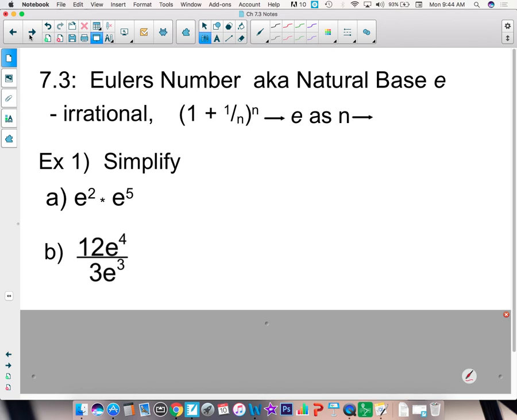So, 7.3, that is Euler's number. Okay, take some time to write this down. And it's also the natural base e. Take a few minutes to write this stuff down, write the first example down, and then we'll get started here.